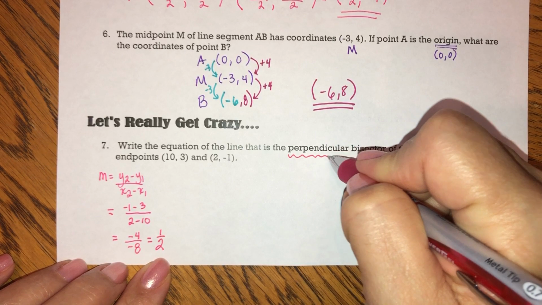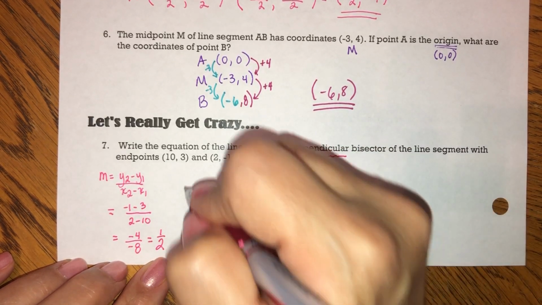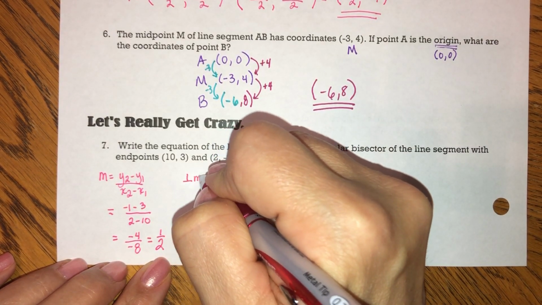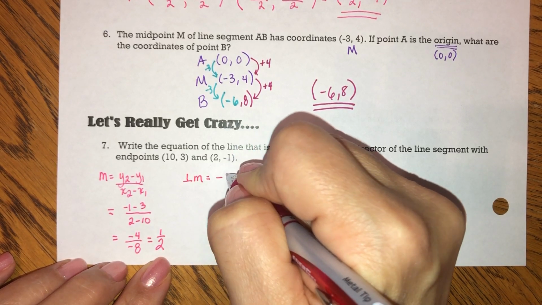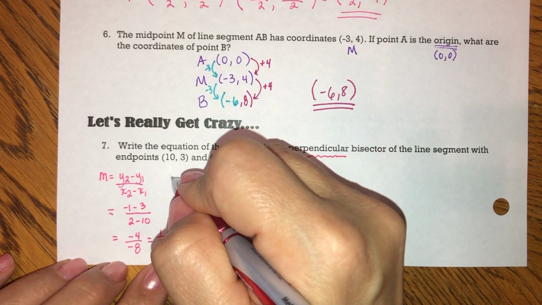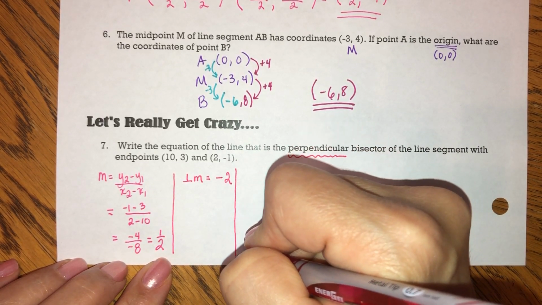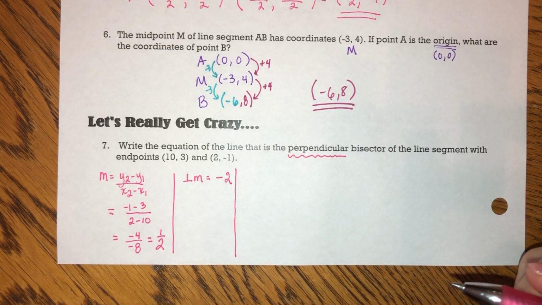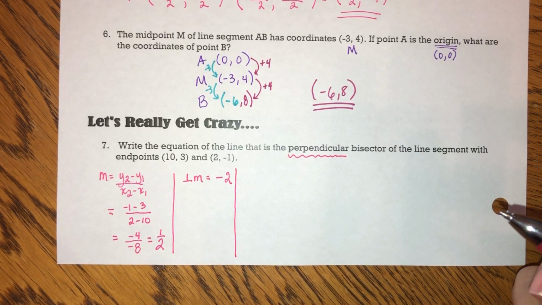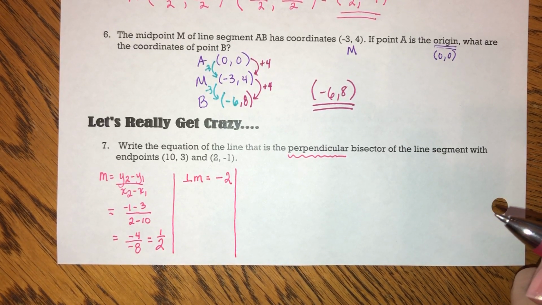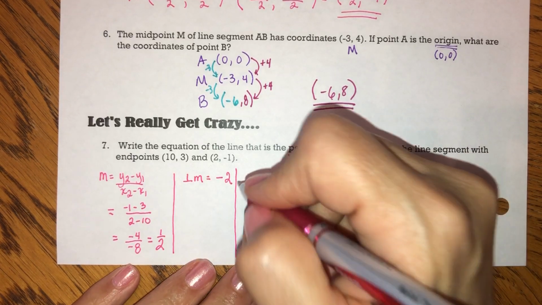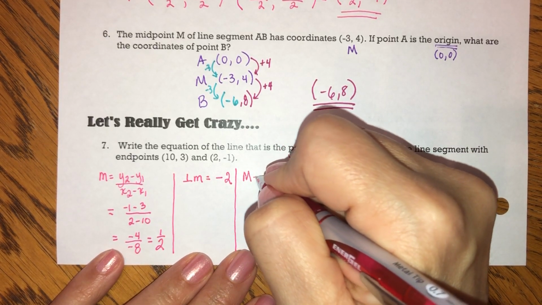I want the perpendicular bisector. So the perpendicular slope would then have to be the negative reciprocal of that slope. So if the current slope is 1/2, the perpendicular slope is going to have to be -2. That's the first thing I have to find. Next thing I have to find is the midpoint of this segment. So that's our new work from today.